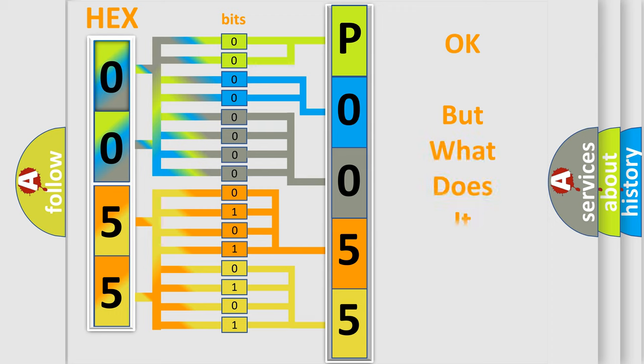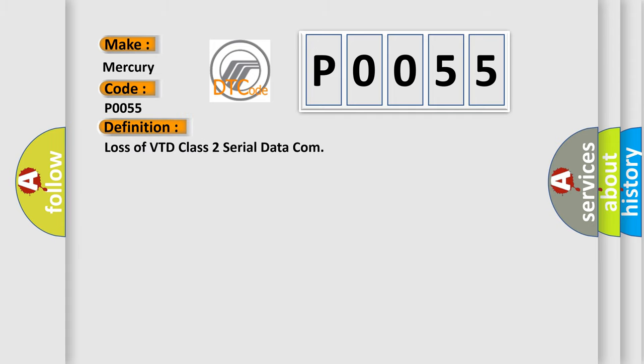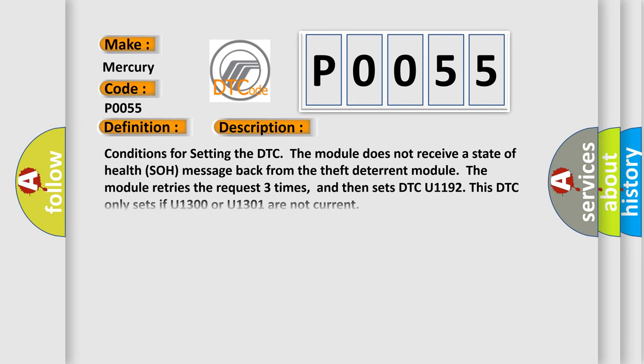The number itself does not make sense to us if we cannot assign information to what it actually expresses. So, what does the Diagnostic Trouble Code P0055 interpret specifically for Mercury car manufacturers? The basic definition is loss of VTD class 2 serial data communication. And now this is a short description of this DTC code.